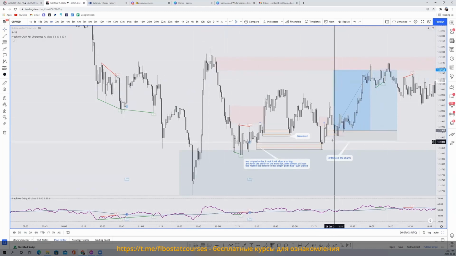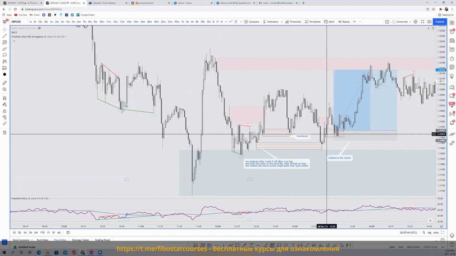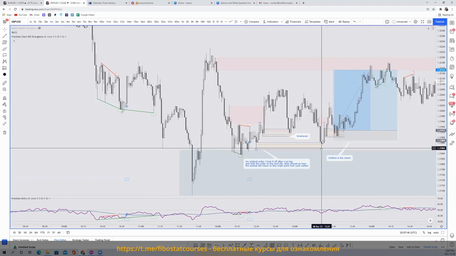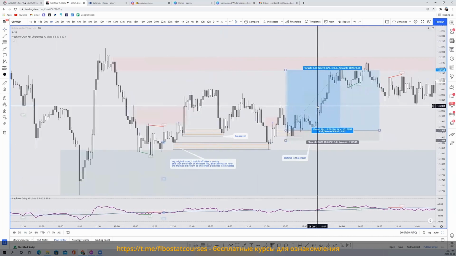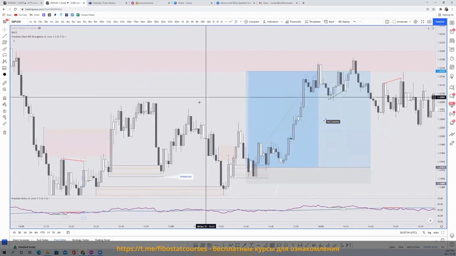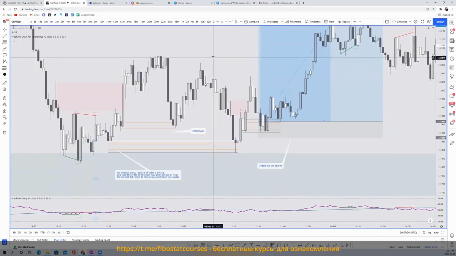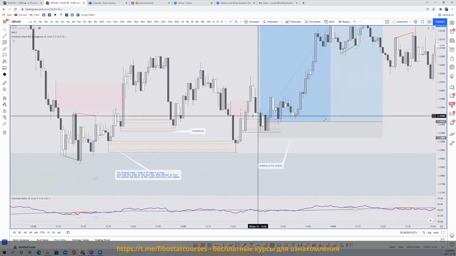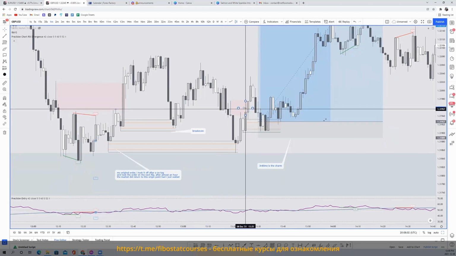But to answer your question, this is a valid zone, and so is this wick. And the first reaction point we should take, because there are so many reaction points in this supply. So which one is the first reaction, the upper or the lower reaction? Usually I go with the latest reaction, which would be this.